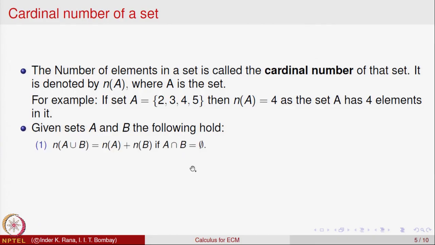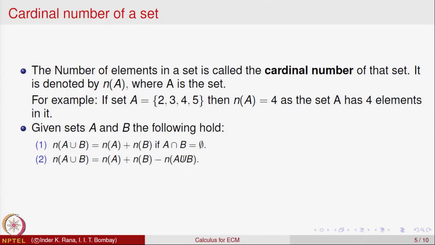So, given two sets A and B, here are some properties of the number of elements. It says the number of elements in A union B is equal to the number of elements in A plus the number of elements in B, provided there is nothing common between them, because if there is something common, then you will be counting it twice. So, for that you will have to modify. In general, the number of elements in A union B is the number of elements in A plus the number of elements in B, and here there is a problem. This is a typo, it should be the number of elements of A intersection B.